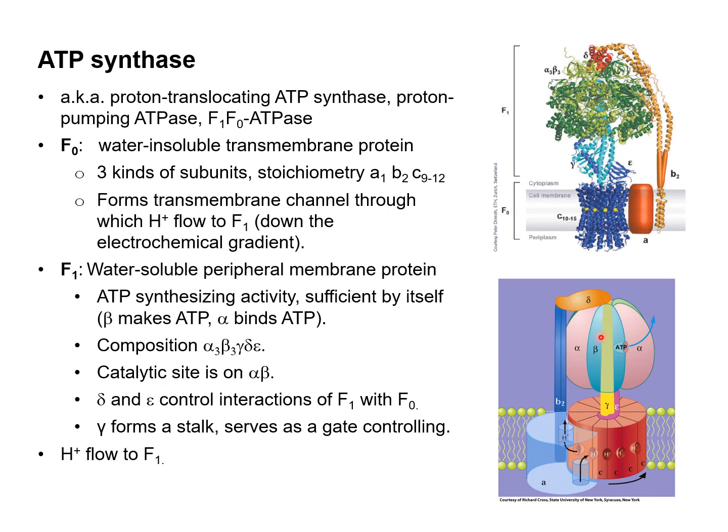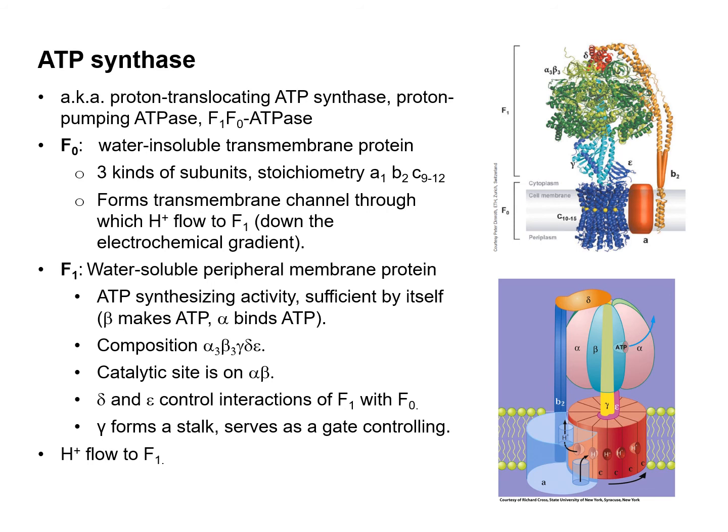So especially the beta subunits make the ATP, but the alpha subunit also binds the ATP, and its composition is 3 alpha, 3 beta subunits, as well as gamma, delta, and epsilon subunits. Its catalytic site is these alpha beta subunits, but the delta and epsilon control the interactions of F1 with F0 within this ATP synthase complex. And also the gamma forms a stalk, serves as a gate controlling.